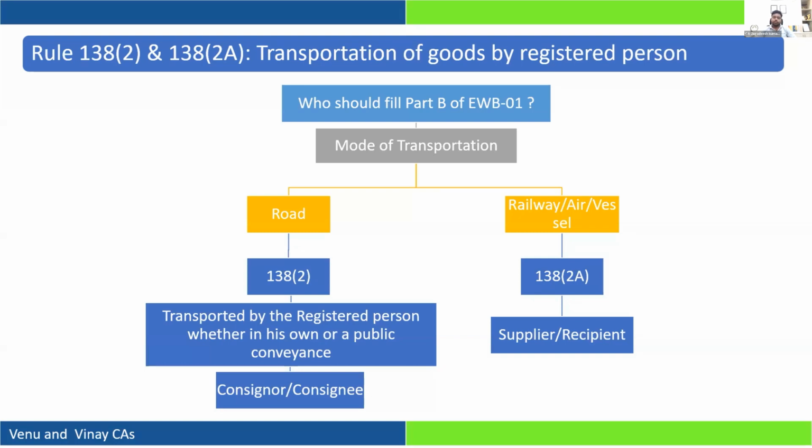Whereas by road, in any other case other than the railway, you have to generate the e-way bill before the commencement of the movement of the goods. Only in case of the railways, before or after, but at the time of delivery, you have to produce the e-way bill copy to the railways. Otherwise, they will not give the delivery of the consignment.